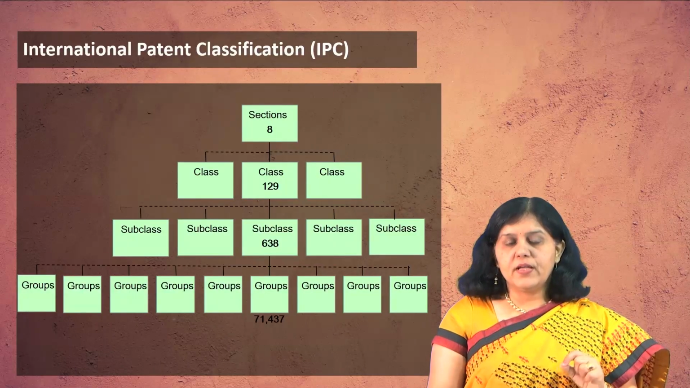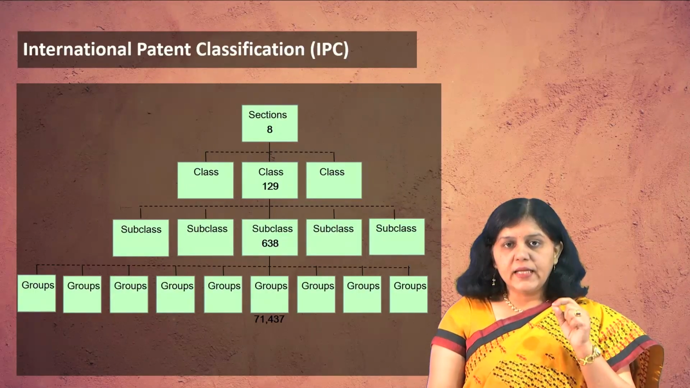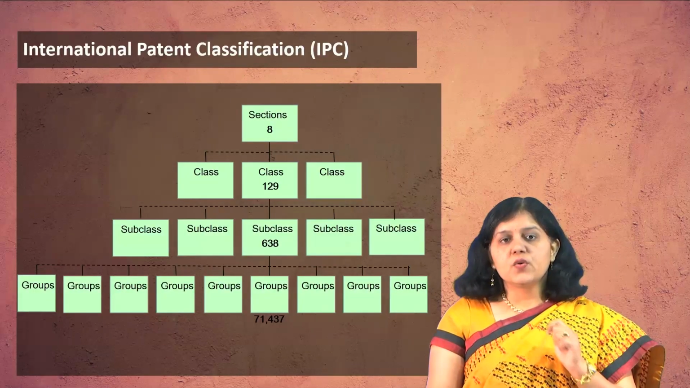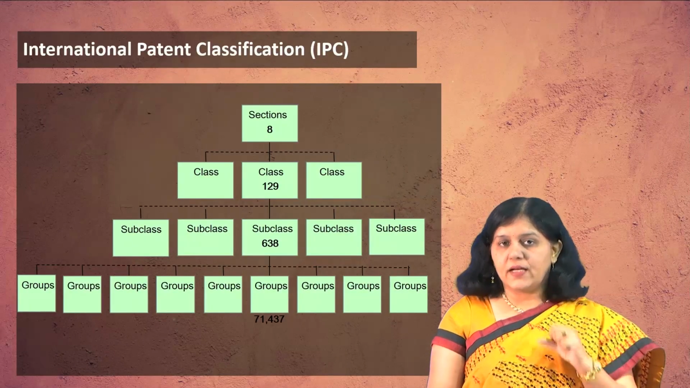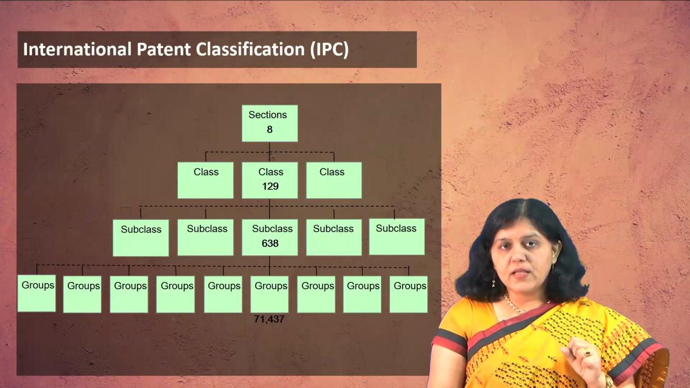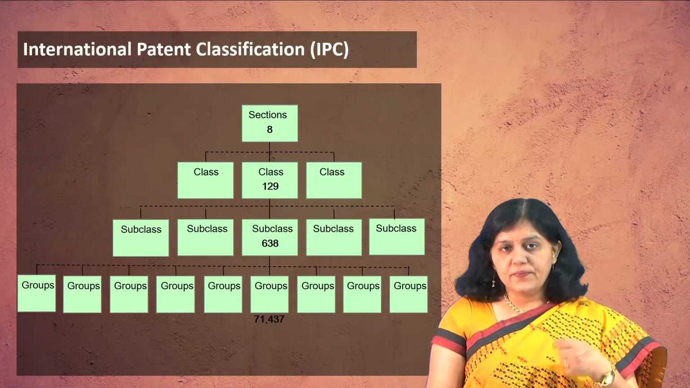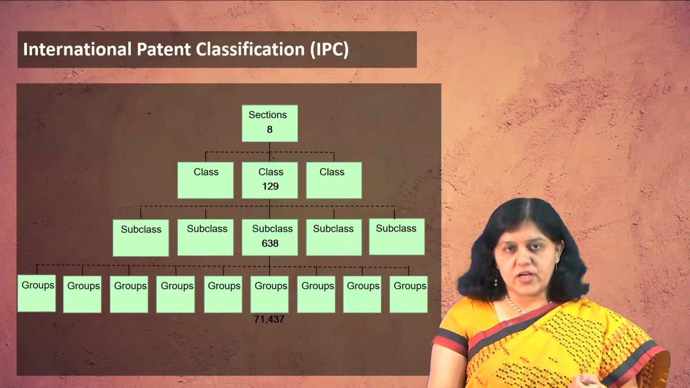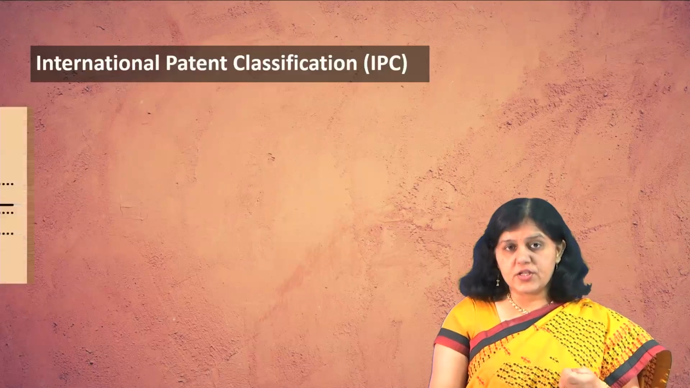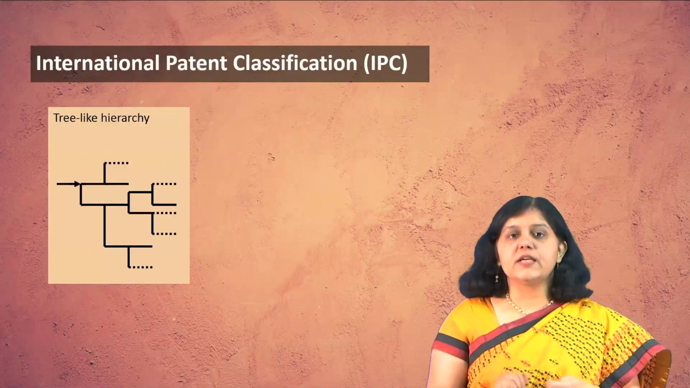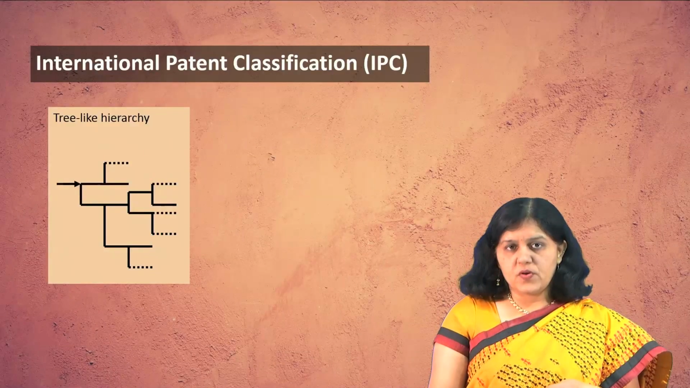For example, H01S 3/00 represents lasers, that technology. Again, I repeat, the main group title is represented in bold in the classification. Now, if you see the hierarchical structure, it is just like this as you are seeing on the screen. It is a tree-like hierarchy.